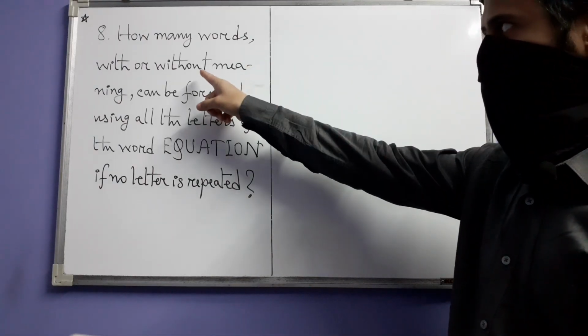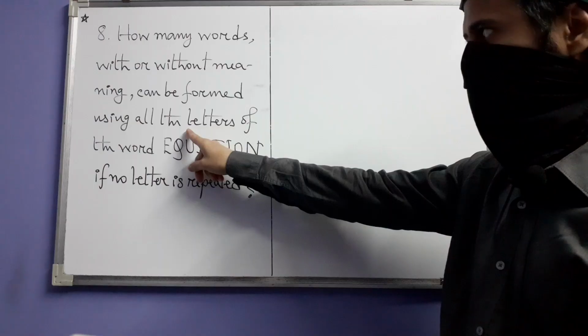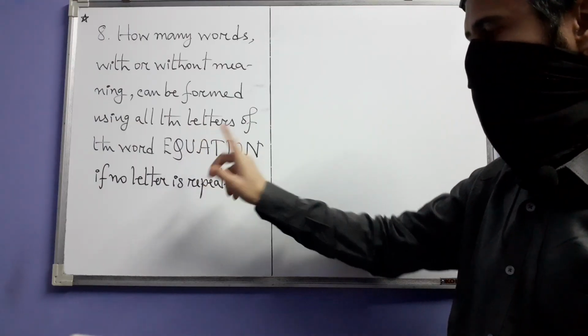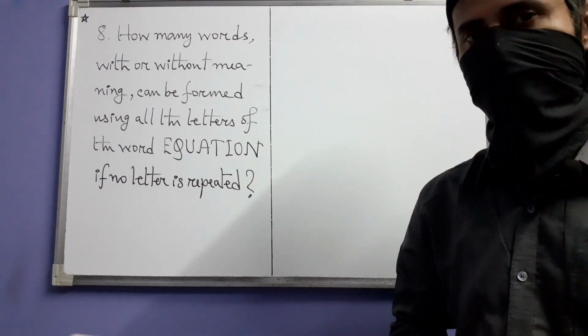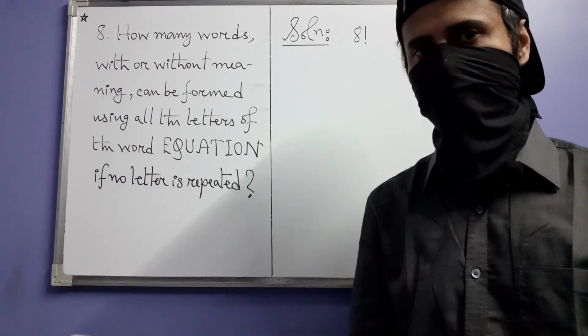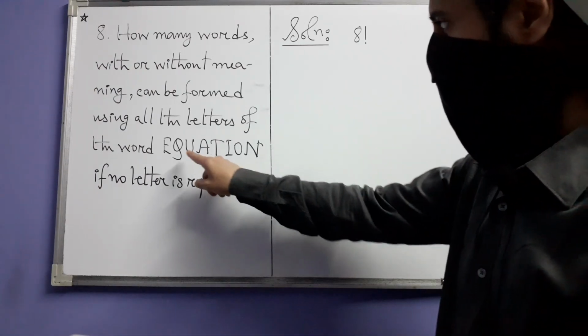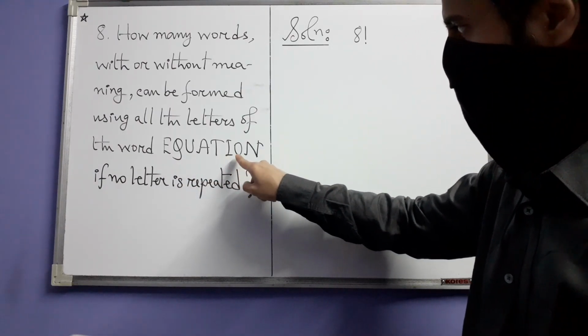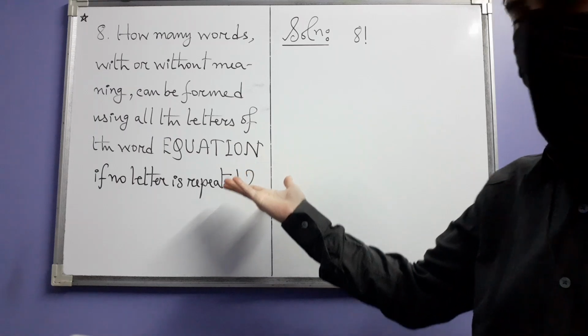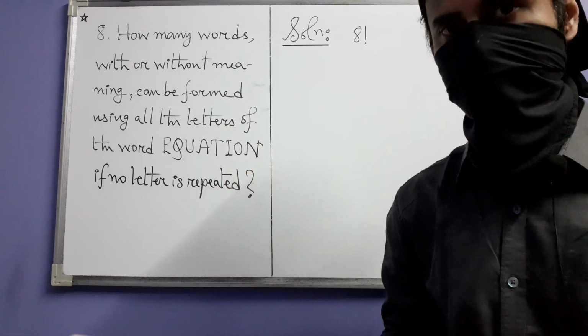How many words with or without meaning can be formed using all the letters of this word equation if you cannot repeat letters? Let's first see the number of letters in this word. 1, 2, 3, 4, 5, 6, 7, 8. And as you can clearly see, no letter is repeated.